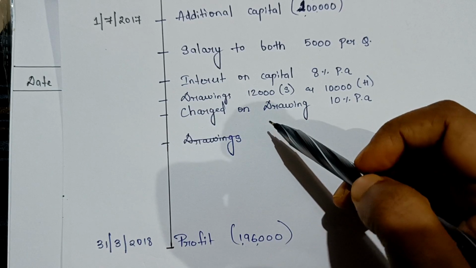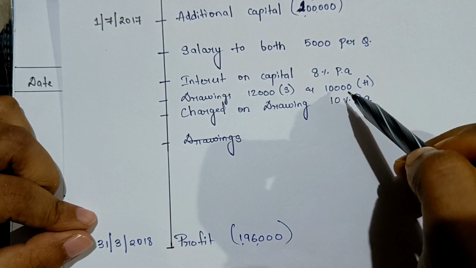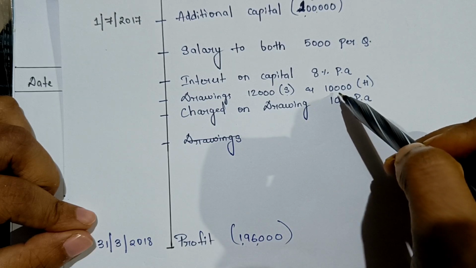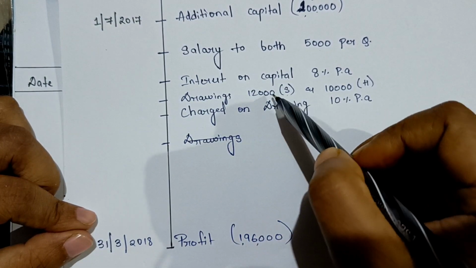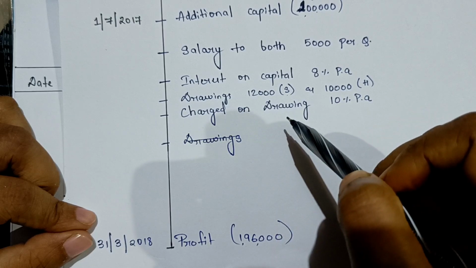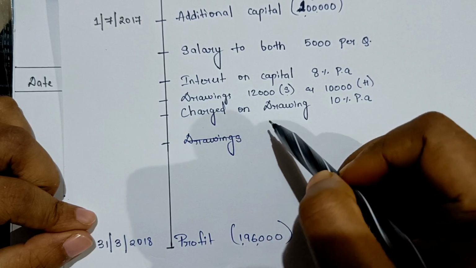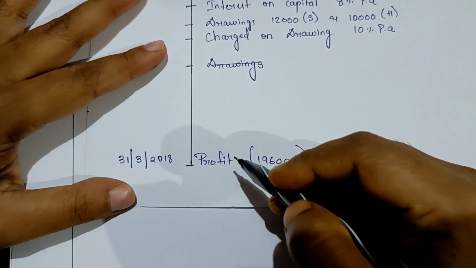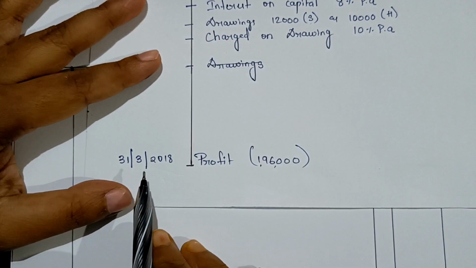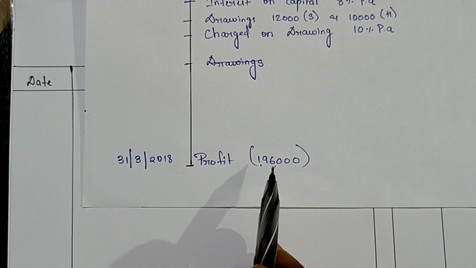Also they have some drawings, like Shiv has drawn 12,000 rupees and Hari has drawn 10,000 rupees. On their drawings they were charged interest on drawings at the rate of 10% per annum. At the end, on 31st March 2018, they got a profit of rupees 1,96,000.